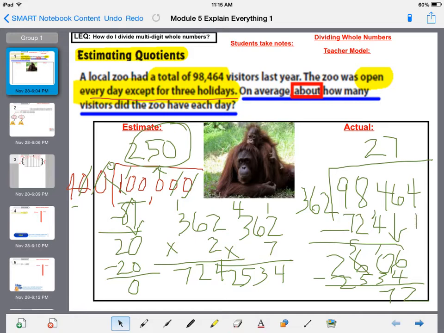So we bring down the 4, and that's a 2. So we know that 362 goes into 724 2 whole times, because we just did that prior. And we go ahead and subtract 724, and our answer here, our actual, is 272 visitors is what the zoo had each day. Is it close to 250? Absolutely close to my estimate, so I know that I'm right.